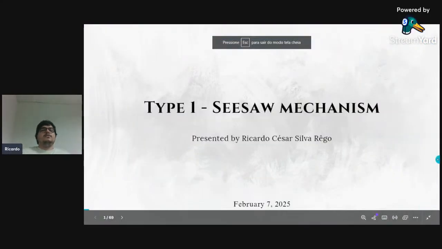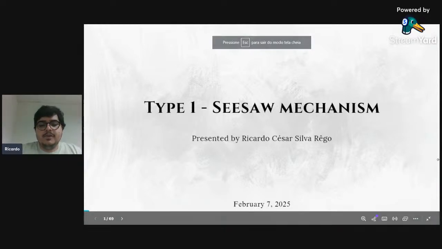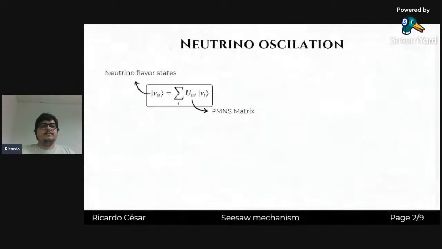So I'm talking about the Seesaw mechanism type 1. I'm gonna start discussing some brief remarks about the neutrino oscillation. The idea of the neutrino oscillation is that the neutrino, any flavor of the neutrinos, as it travels through space, oscillates into another flavor of neutrinos. So you have here the flavor states, the mass states of the neutrinos, and the PMNS matrix. Okay, so the neutrino can oscillate.